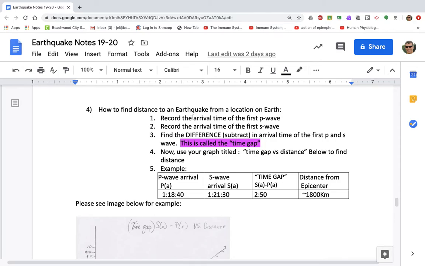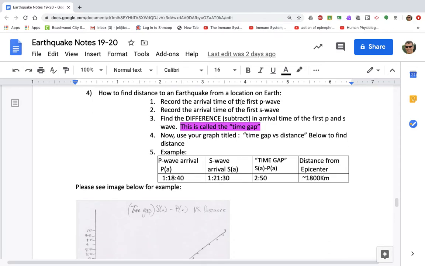Okay, first thing you want to do is record the arrival time of the first P wave, and I've put that in for you. So let's say the first P wave arrived at 1:18 and 40 seconds, and that is called PA, P wave arrival time. And then you want to record the arrival time of the first S wave. So here's my first S wave arrival time, 1:21 and 30 seconds.